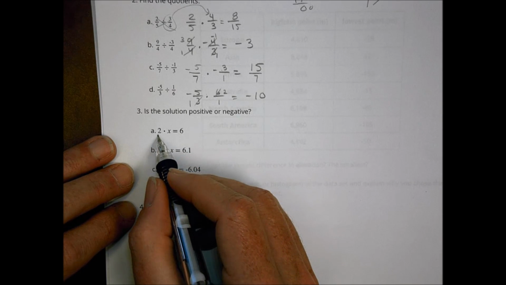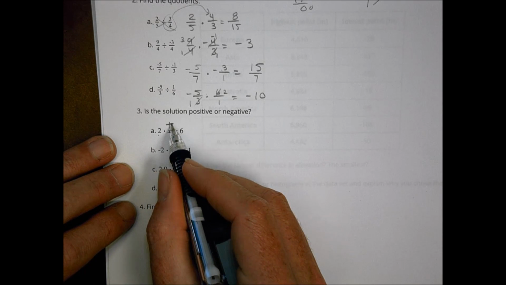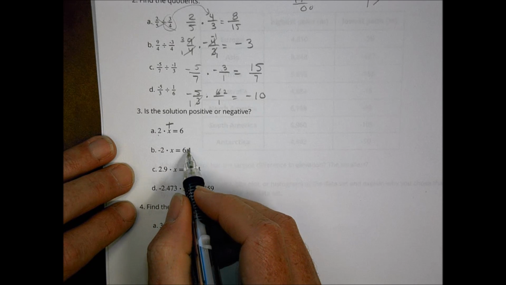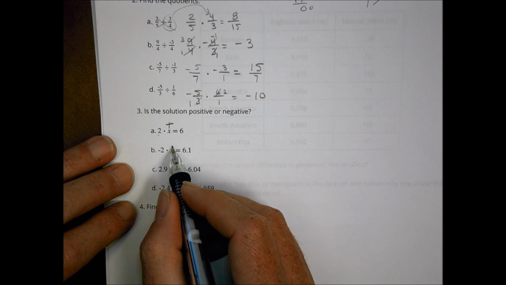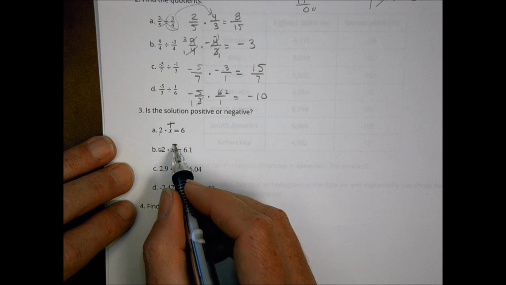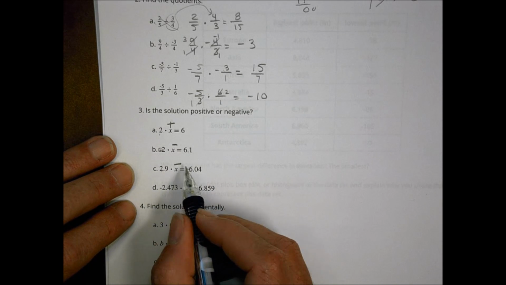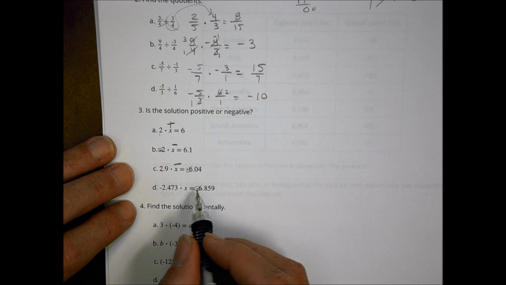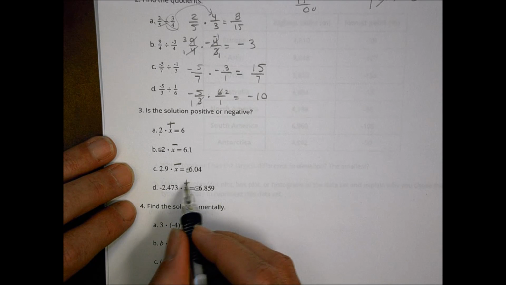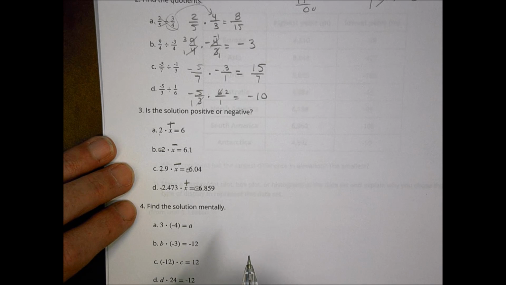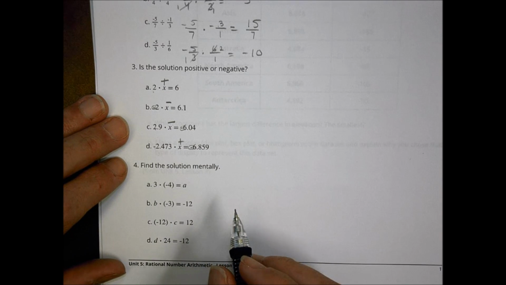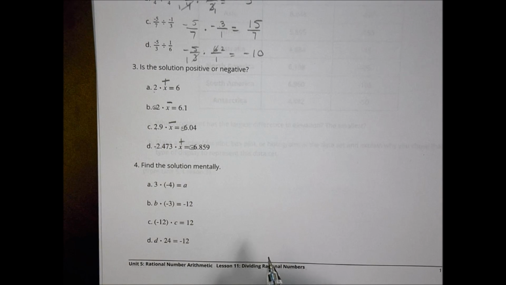Down below, is the solution positive or negative? We have a positive times a positive, which will give me a positive. Here I want a positive solution, so I need to make sure this one is a negative, so I have a negative times a negative. Here I have a negative solution, so a positive times a negative will get a negative. And that one's negative, so I want to make sure I mix them up to have a negative and a positive there. All right, I'm going to find these solutions mentally, and I'll let you do those on your own real quick.